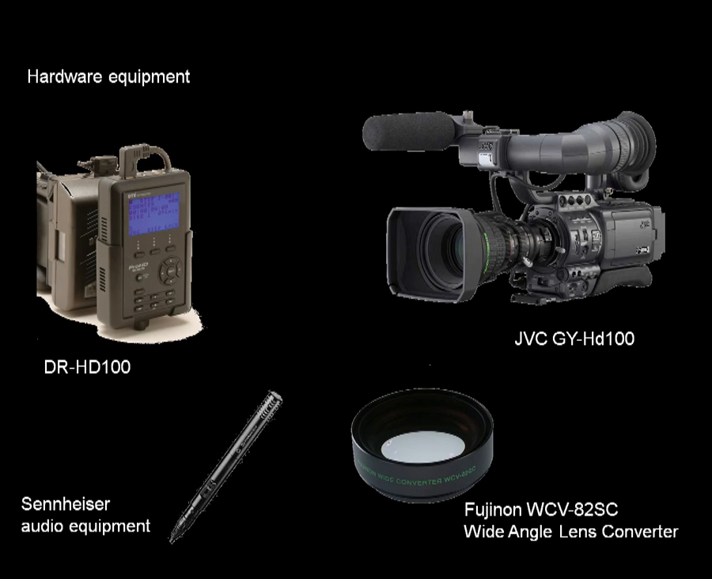On the right side at the bottom is a wide angle lens converter I used, because I decided to output the movie in CinemaScope. CinemaScope is a cinema aspect ratio of 2.35. And last but not least, the audio equipment we used is a quite good microphone from the German company called Sennheiser.